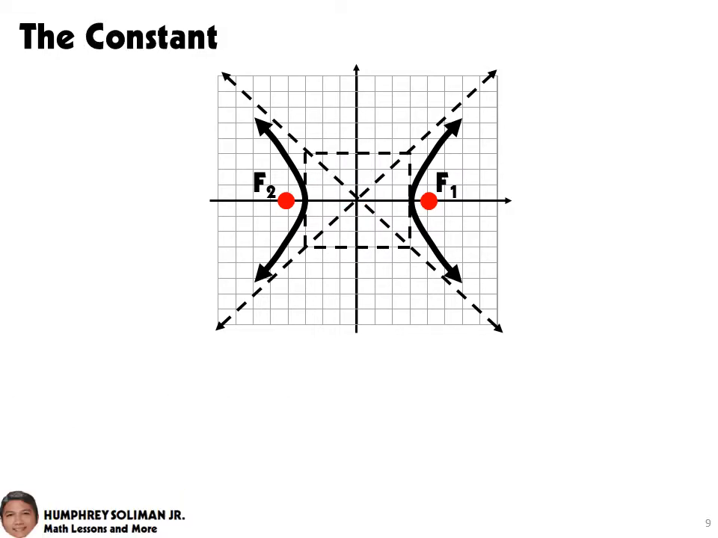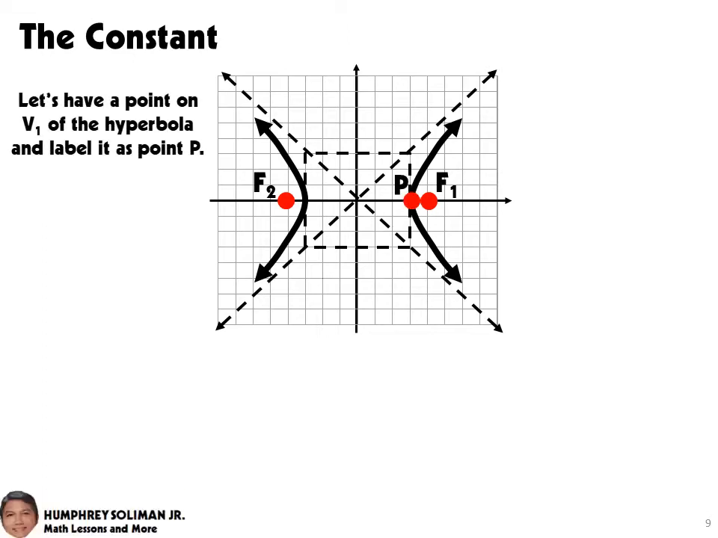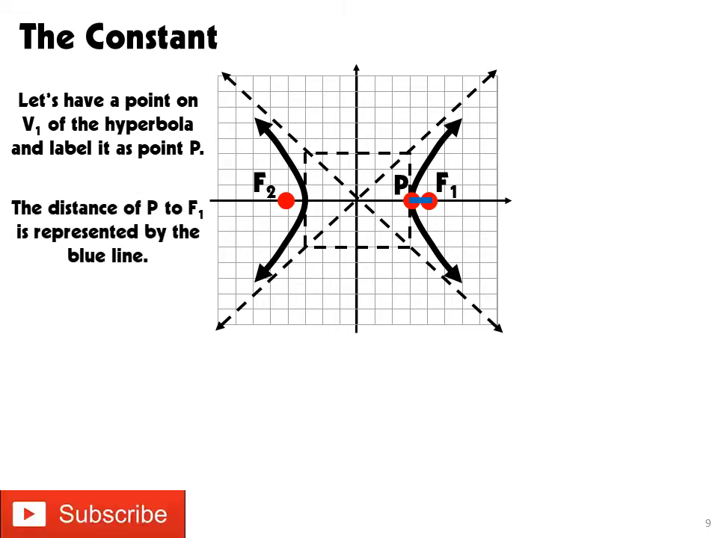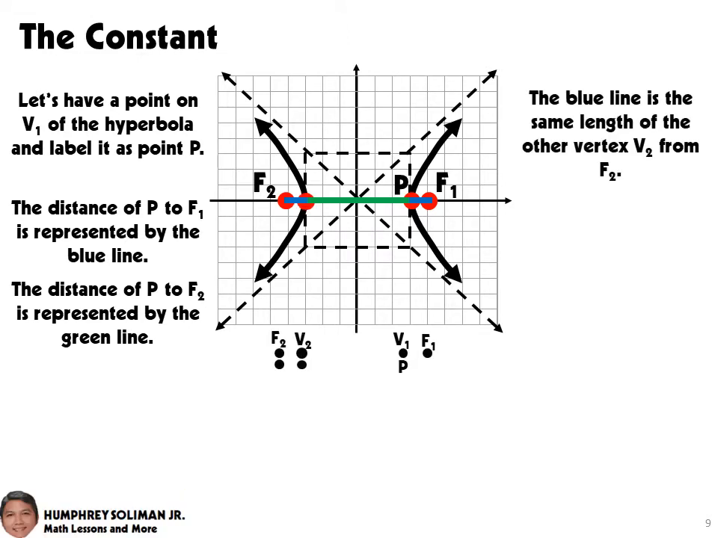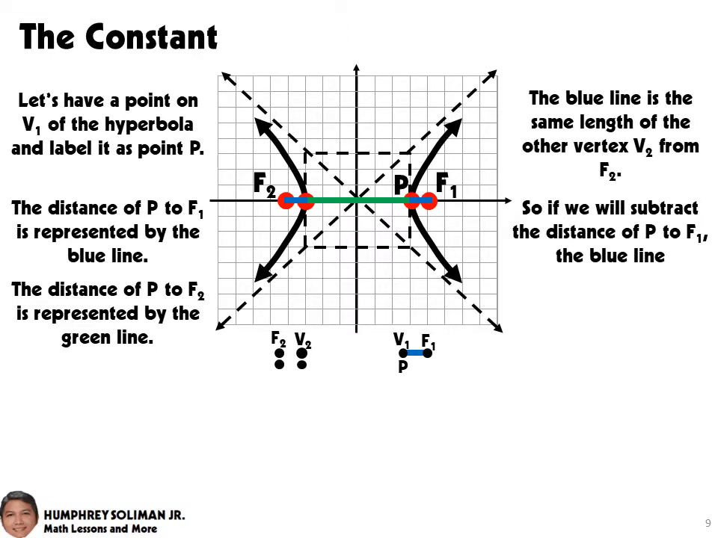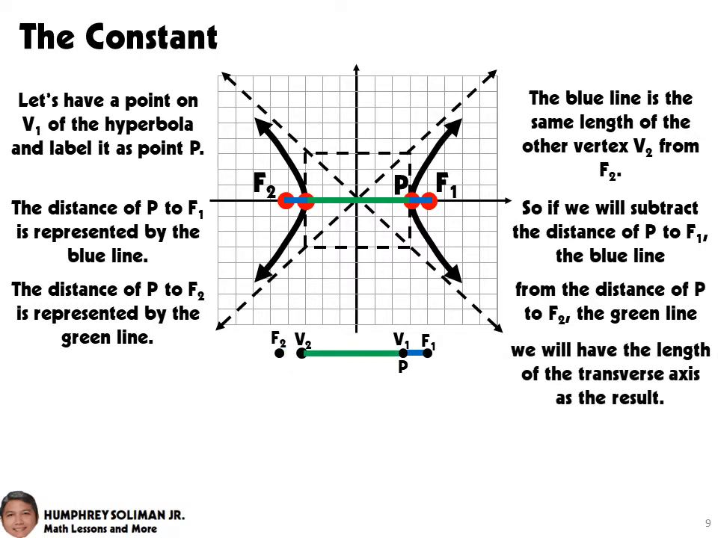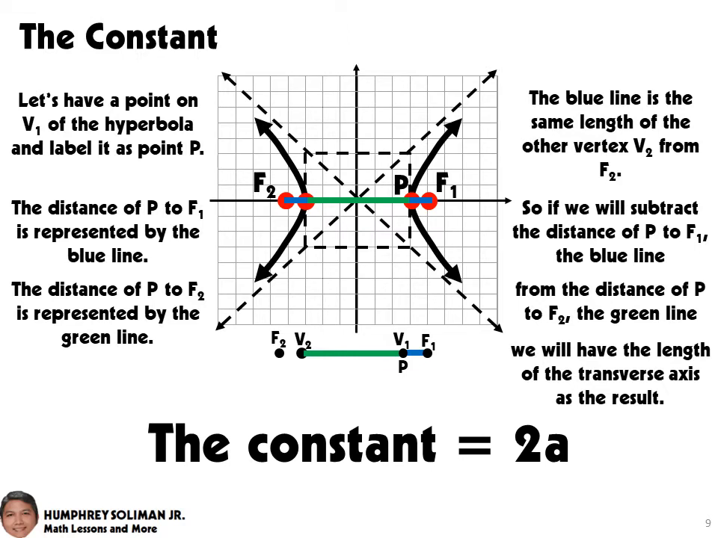Now, the value of the constant mentioned earlier from the definition of the hyperbola, the set of points P on a plane, such that the absolute value of the difference of the two distances from point P to two fixed points is a constant. Let's have a point on vertex 1 of the hyperbola and label it as point P. The distance of P to focus 1 is represented by the blue line. The distance of P to focus 2 is represented by the green line. The blue line is the same length as the other vertex 2 from focus 2. So if we subtract the distance of P to focus 1, the blue line, from the distance of P to focus 2, the green line, we will have the length of the transverse axis as the result. The constant, which is equal to the difference of the distances from any point P on the hyperbola to the two fixed points, the foci, is equal to 2a.